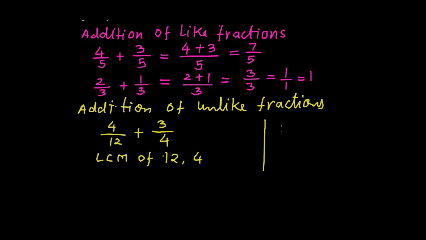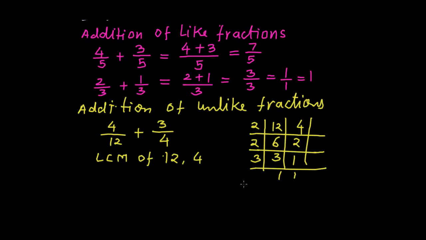So we have to find the LCM of 12 and 4 using prime factorization method. So 2, again I am taking 2, so it will be 3 and 1, 3, 1 and 1. So LCM of 12 and 4 is 2 times 2 times 3, which is 12.